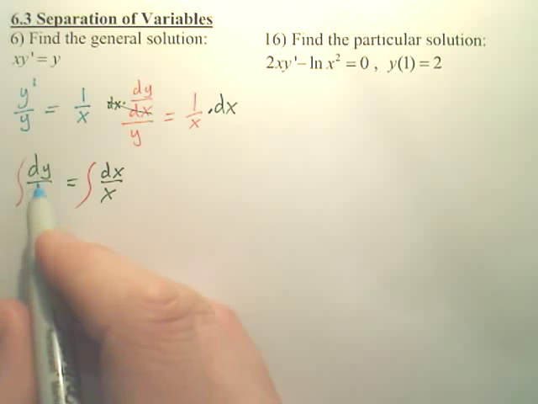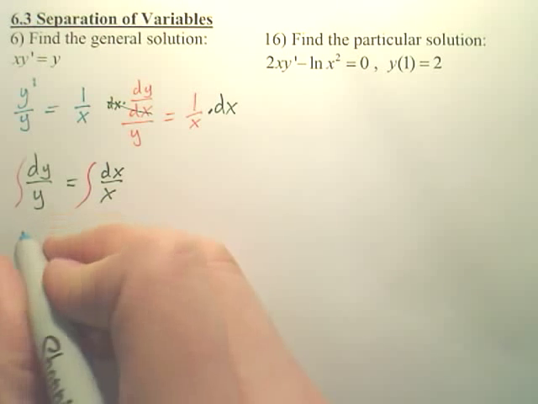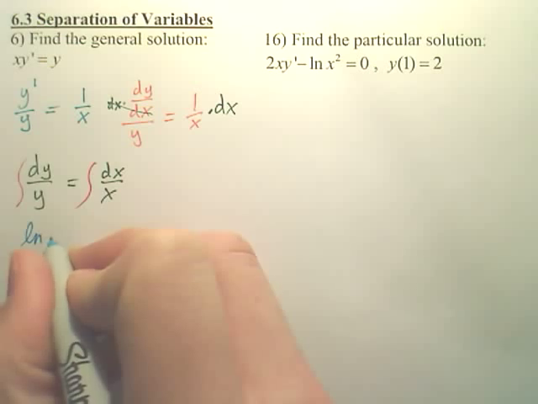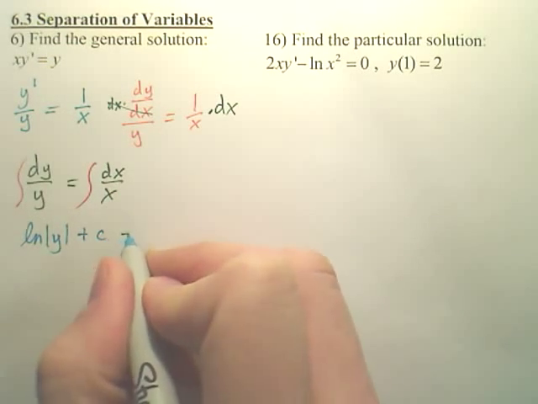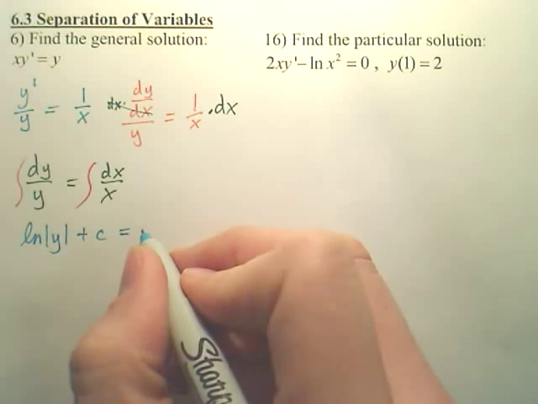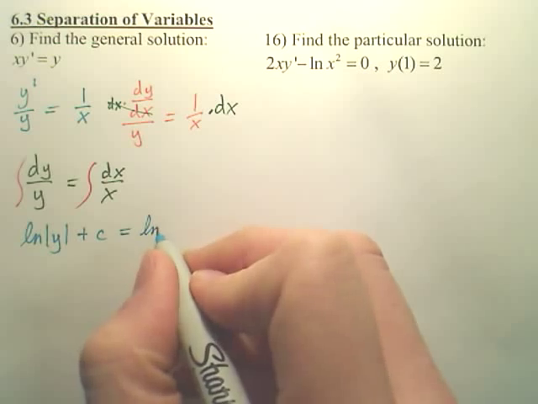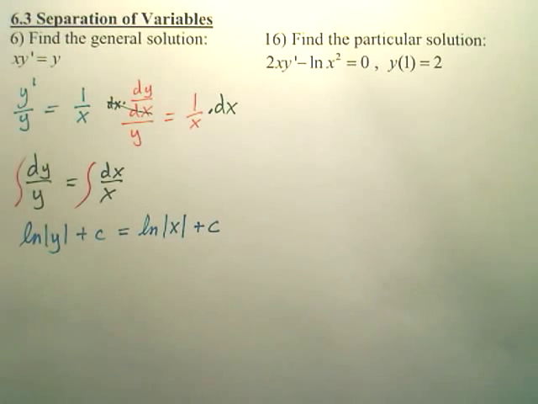What's the integral of 1 over y dy? 1 over y dy is simply ln y, absolute value, plus c. The integral of 1 over x is ln of x, absolute value, plus c. Now, what I said earlier, if you have plus c's on both sides, can I bring them all to one side? Because we haven't defined our constant yet, and so constants can be added together.